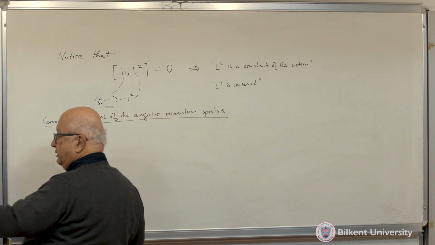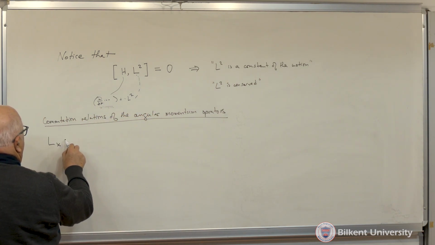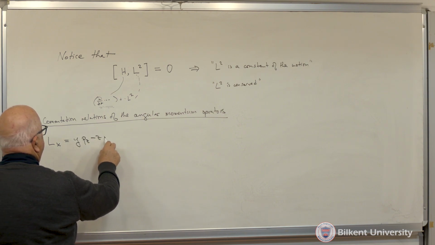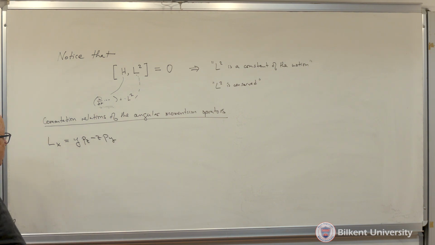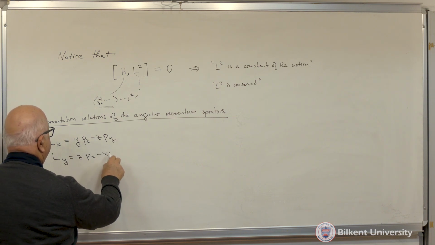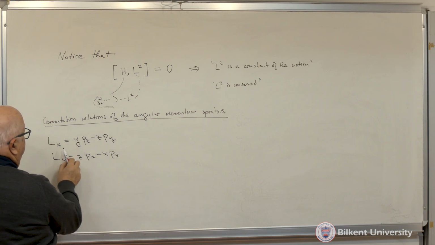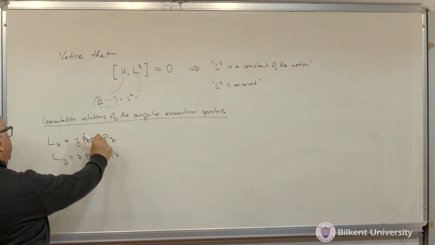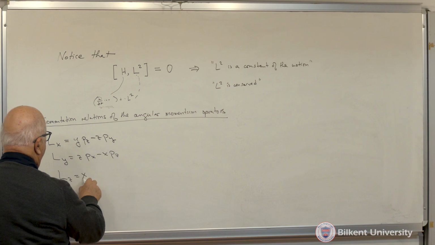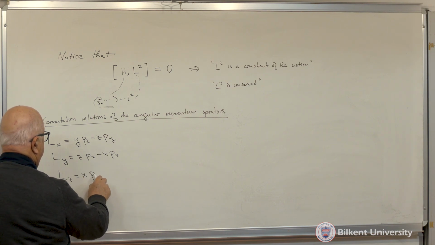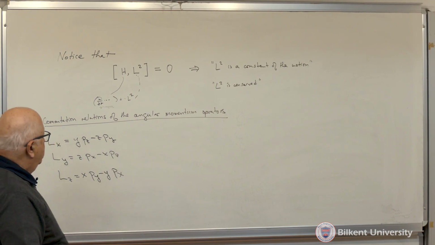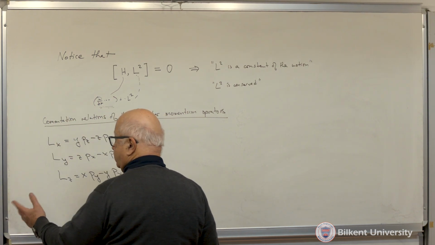Okay, so I already looked at Lz as an example, but let's just write down all these operators. Lx is going to be y pz minus z py, right? Ly is going to be z px minus x pz. So you see I'm going cyclically x, y, z, and then reversing the order with a minus sign. And Lz is equal to x py minus y px.